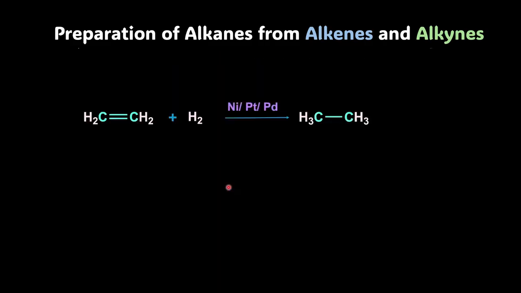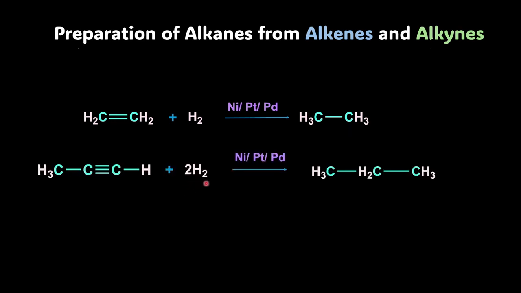Any of these metals can be used. So if you take alkene and add hydrogen to it in the presence of any of these metals, what you get is alkane. Similarly, if you're taking alkyne, then you need to add 2 moles of hydrogen in the presence of either nickel, platinum or palladium and you would get alkane. In this case, we have taken propyne and what we're getting is propane.